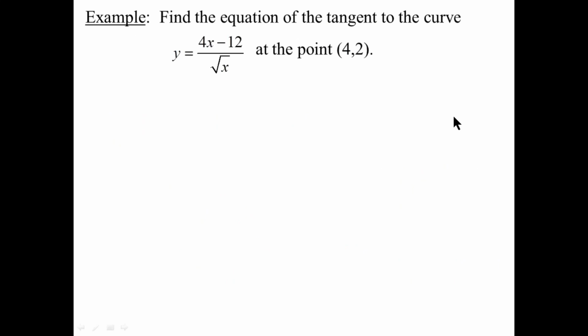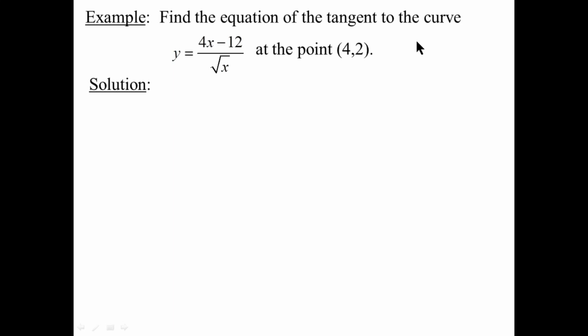Example, let's go again. Find the equation of the tangent to the curve y equals 4x minus 12 over root x at a given point, 4, 2. And I'm always curious if the point given is on the curve given. If I sub 4 in here, I'd get 16 minus 12 is 4, and if I sub 4 in here, I'd get root 4 is 2, and 4 over 2 is 2, which is this y value. So yes, this point is on the curve. Always curious about that.